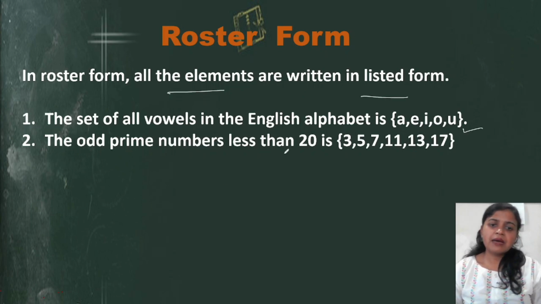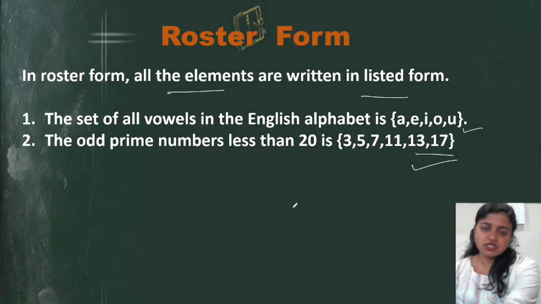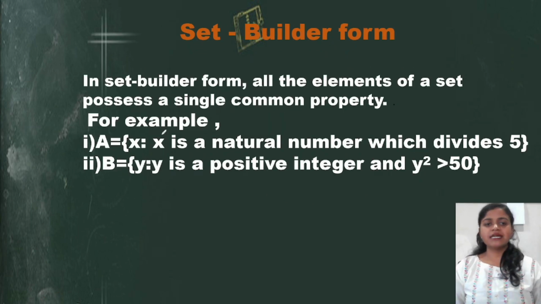The odd prime numbers less than 20 are 3, 5, 7, 11, 13, 17. So this is also listed form. We will write all the elements in listed form, in roster form. Next, set builder form. What is set builder form?